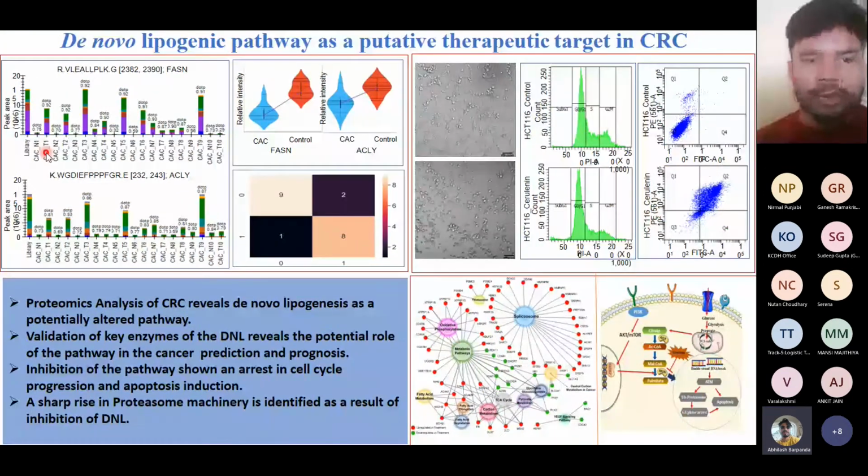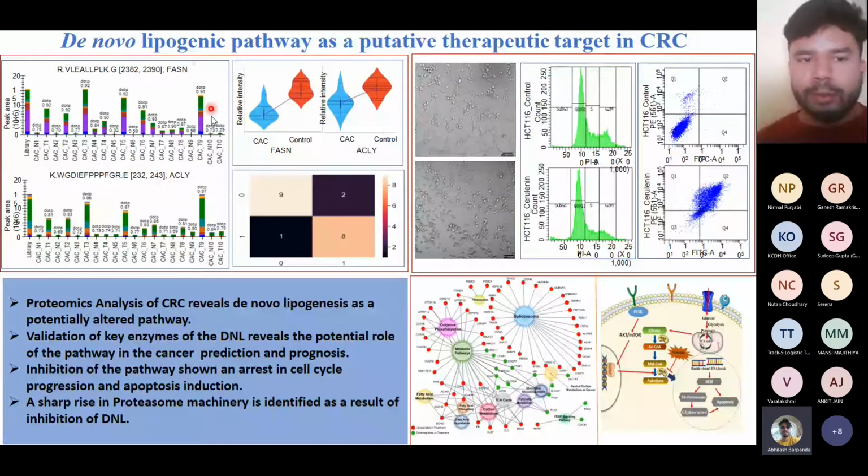So all the N1s are the controls and T1s are the tumors. And in C, the same patient has different expression levels of the enzyme FASN in the samples. In tumor, it is quite threefold or fourfold more as compared to the control or normal samples. And similarly, the other protein, ACLY, is also showing a very high level of expression.